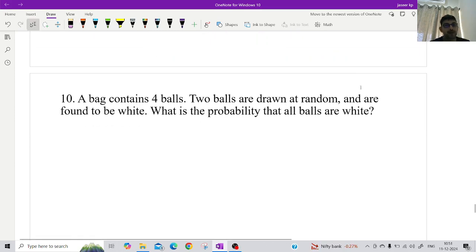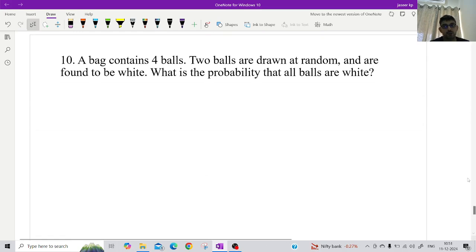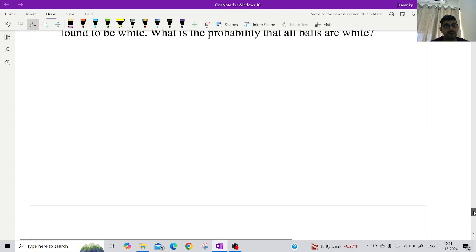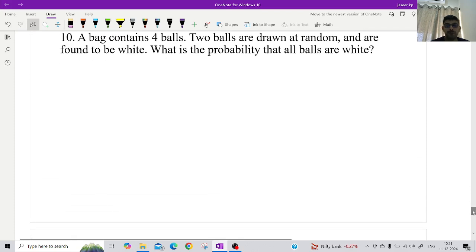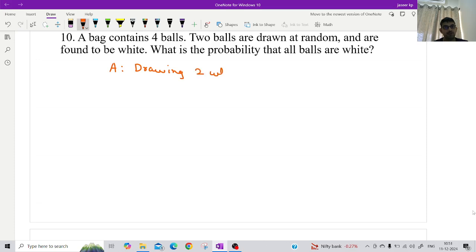Now the last problem. A bag contains 4 balls. 2 balls are drawn at random and are found to be white. What is the probability that all balls are white? So we have already selected 2 white balls, that will be A. So drawing 2 white balls. Now what are the partitions? So what is the probability that all balls are white? The bag contains 4 balls given here and we are drawing 2 balls and we got white balls. What is the probability that all balls are white?